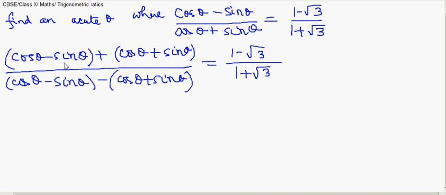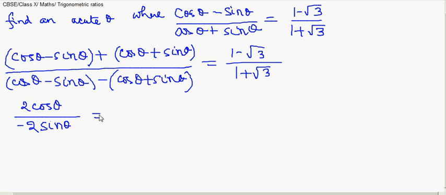But I'm taking this up, and if I remove the bracket, my sin thetas, these two get cancelled, and I'm getting a cos theta. So that will give me 2 cos theta, and in the denominator my cos theta gets cancelled. I'm getting a minus 2 sin theta. The 2 gets cancelled.